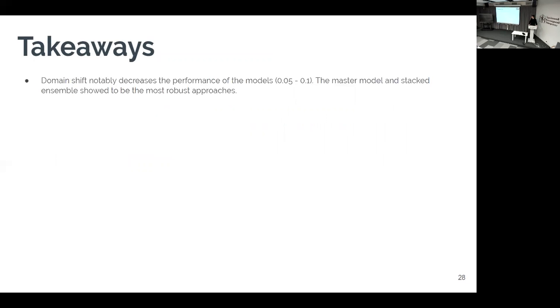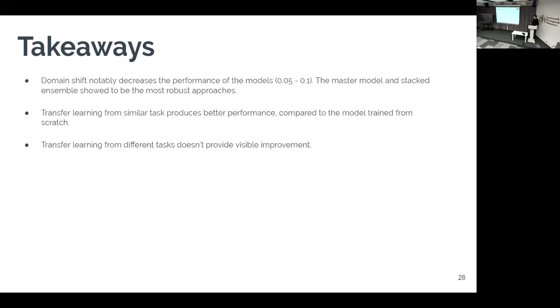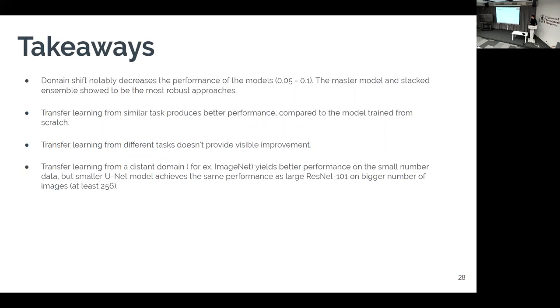Domain shift notably decreases the performance of the models by 0.05 or 0.1, which is 5 or 10% on a 100 scale. The master model and stacked ensemble show the biggest robustness to the domain shift. Transfer learning from similar tasks produces better performance compared to the model trained from scratch. And transfer learning from different tasks doesn't provide a visible improvement.